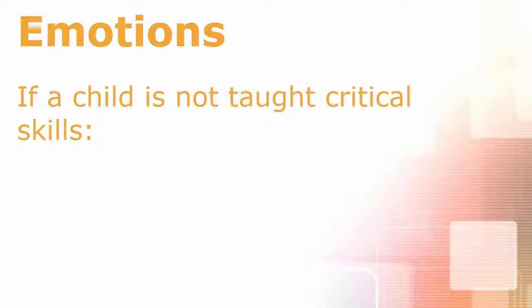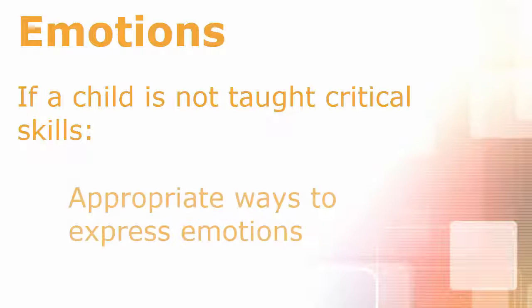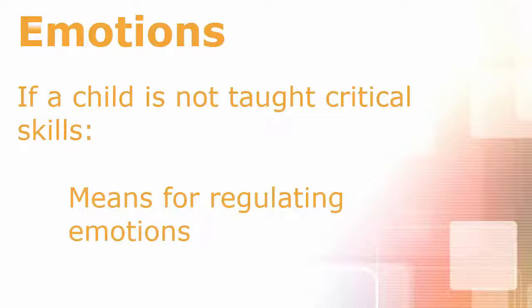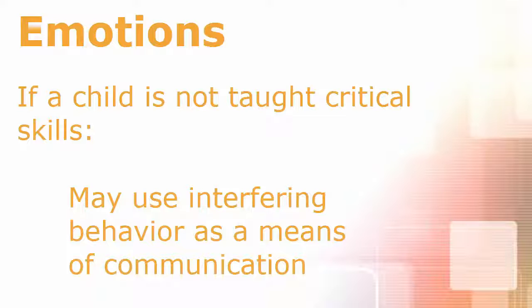If a child is not taught critical skills such as emotional identification, appropriate ways to express emotion, as well as means for regulating emotions, then they may use interfering behavior as a means of communication. Teaching these skills is also a critical life skill as it helps a child also express when they are sick or in pain.